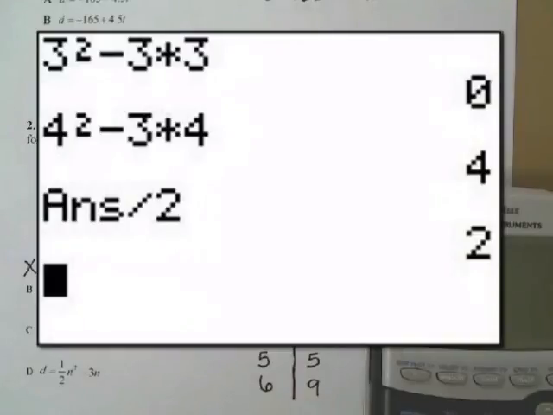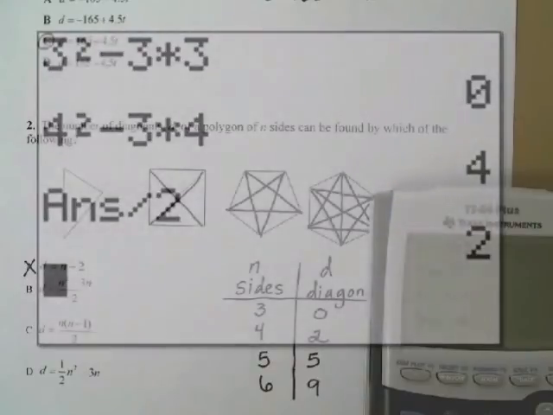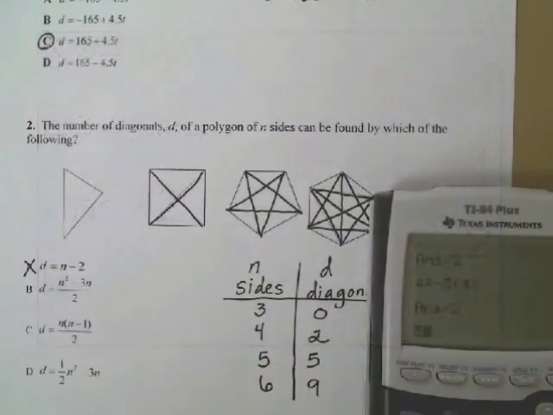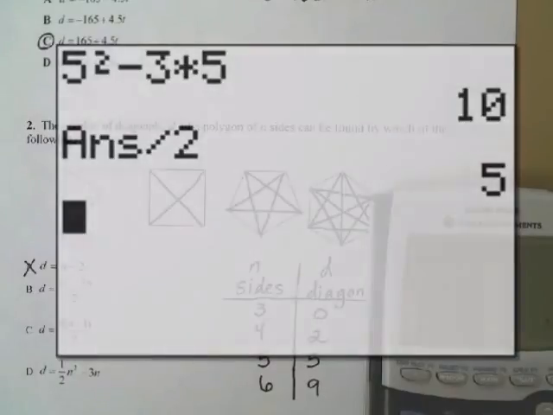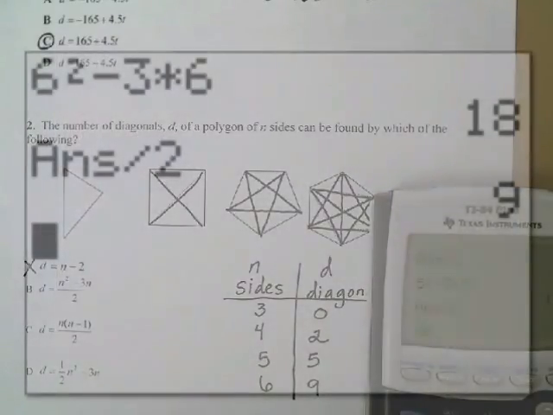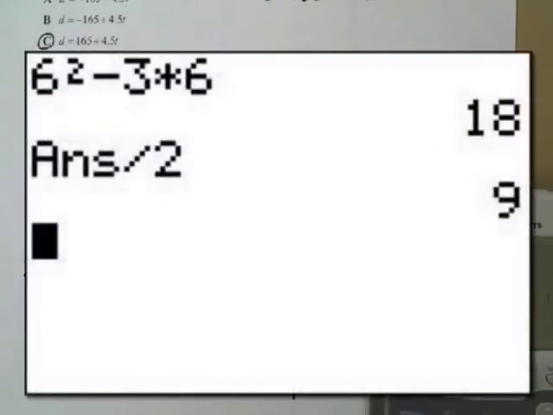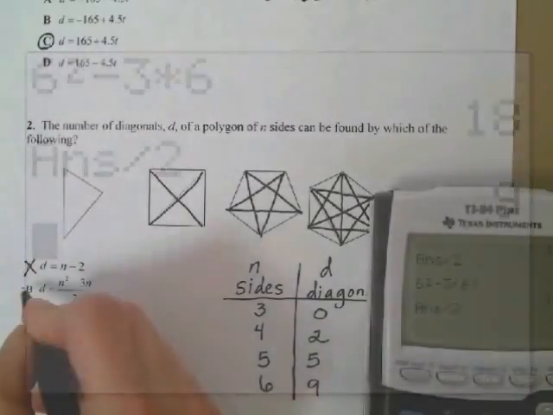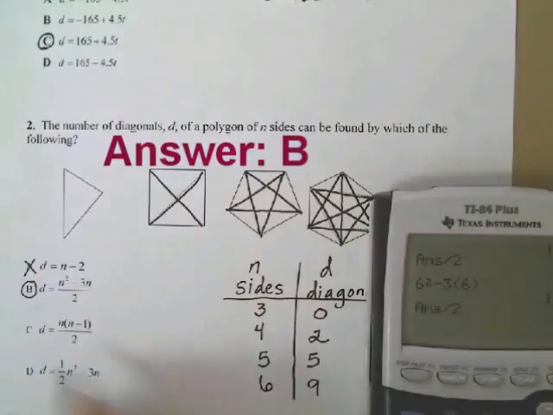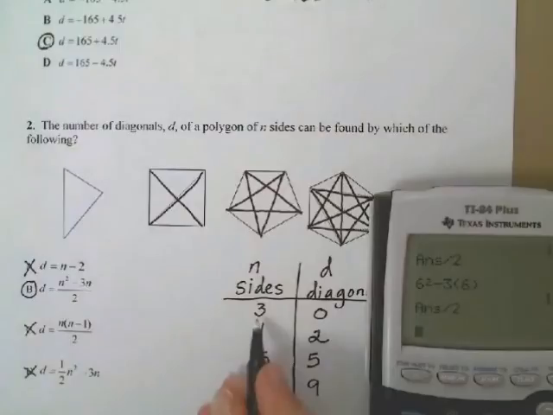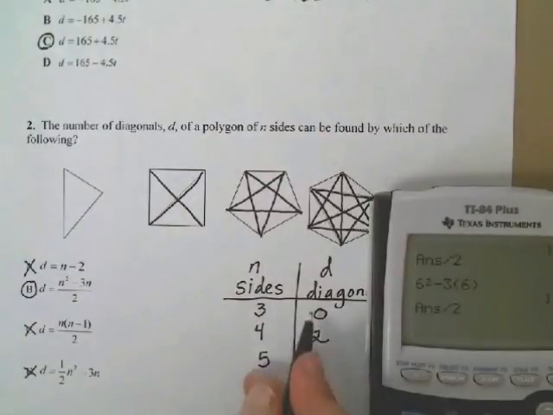4 squared minus 3 times 4, then divide by 2, works for the second. 5 squared minus 3 times 5, divide by 2, works for the third, and 6 squared minus 3 times 6, divide by 2, works out to be 9. Choice B is correct for all values of n and d. We can verify that C and D are incorrect by plugging in all values of n and making sure that they do not equal our d column.